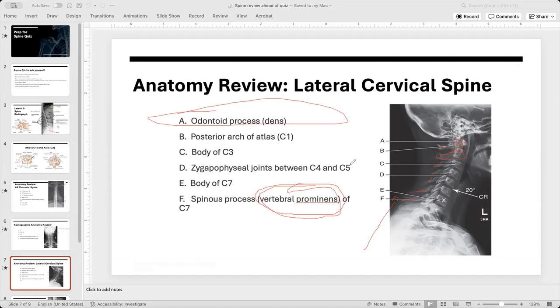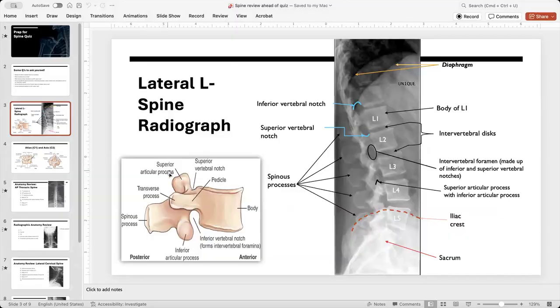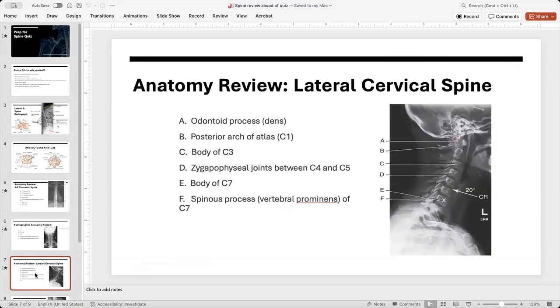Let's see, Z joints. Remember how I was talking about the superior articular process joins up with the inferior articular process and so on. Those joints make up Z joints. And it just so happens that on a C-spine, we see them on the lateral. You'll learn about that next semester, though, and how it changes.